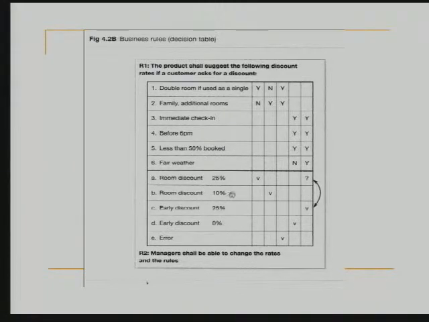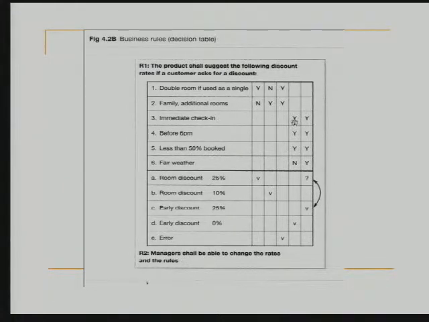So you can basically say something like, if the room is used as a single and there's no additional rooms, the N for no, Y for yes. So I'm going to use the room for a single, no additional rooms. I'm going to give them 25% discount. If I'm not using the room as a single and I have additional rooms I need, 10% discount.